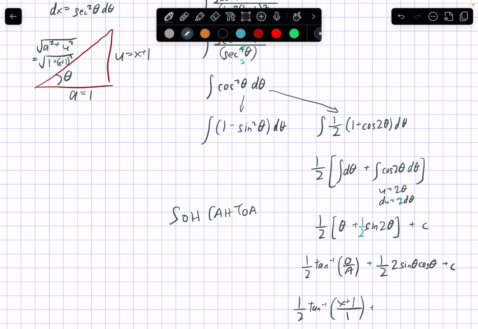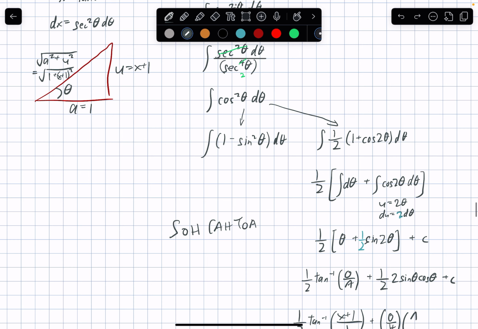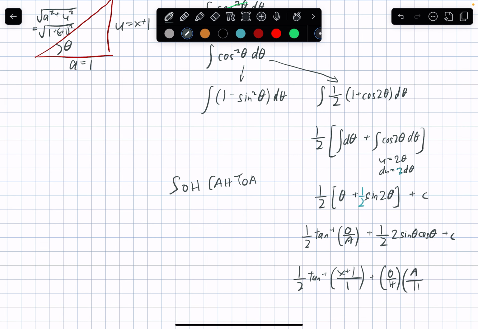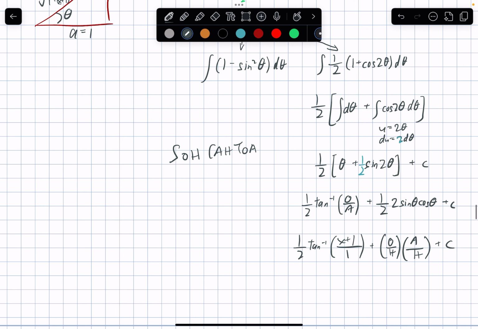These two values can cancel. So we're left with sine theta, that is opposite over hypotenuse, cosine theta, that is adjacent over hypotenuse, plus c. Don't forget the plus c.